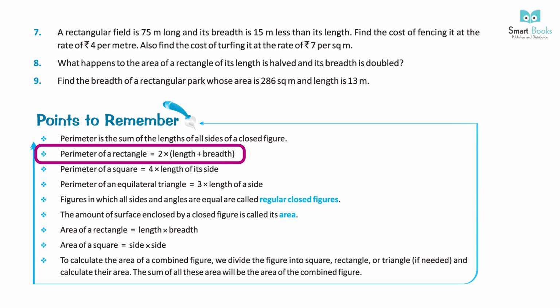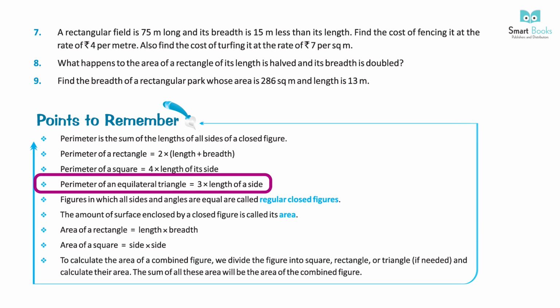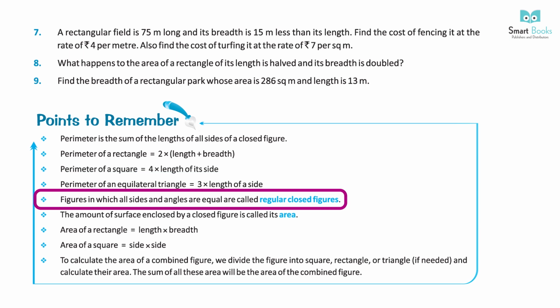Points to remember: perimeter is the sum of the lengths of all sides of a closed figure. Perimeter of a rectangle is equal to 2 into length plus breadth. Perimeter of a square is equal to 4 into length of its side. Perimeter of an equilateral triangle is equal to 3 into length of a side. Figures in which all sides and angles are equal are called regular closed figures.